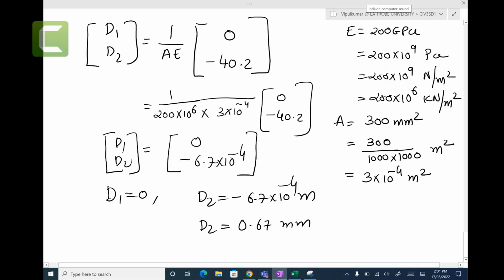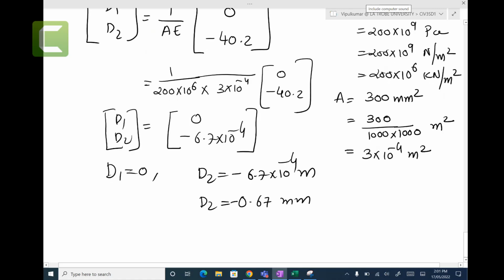Multiply by 1000 to get it in millimeters. And this minus sign indicates it is going down.